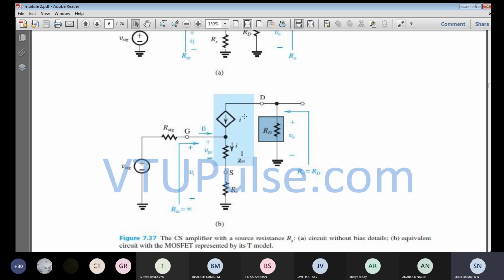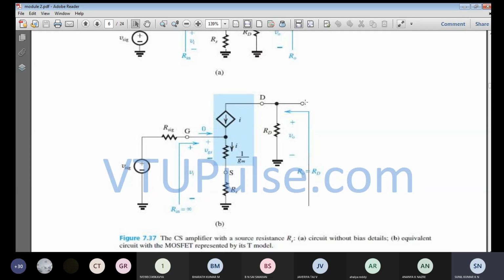That means the channel length modulation effect is not considered. So considering lambda equal to 0, we are going to do the analysis for the common source with source resistance using the T circuit equivalent model. So R naught will finally be the output resistance RD itself. Since the channel length modulation effect is not there, lambda is equal to 0. So looking from the output terminal, we are going to observe only the drain resistance as the output resistance of the amplifier. So I can write R naught will be equal to RD.